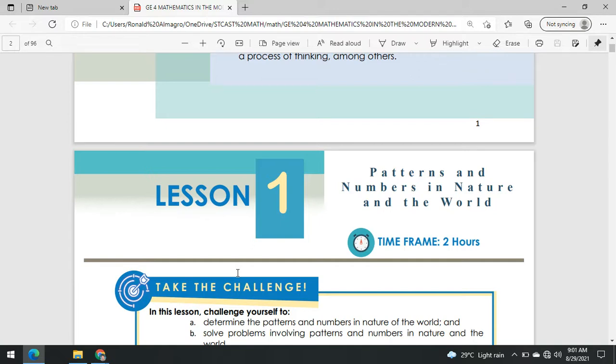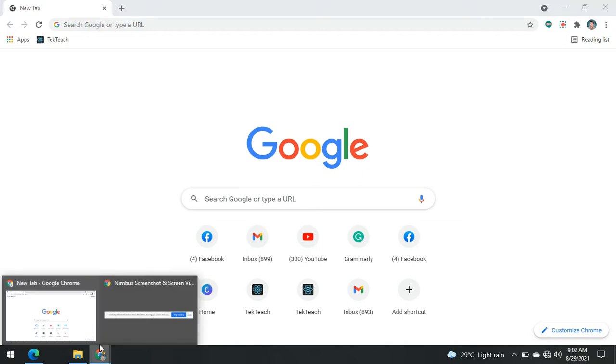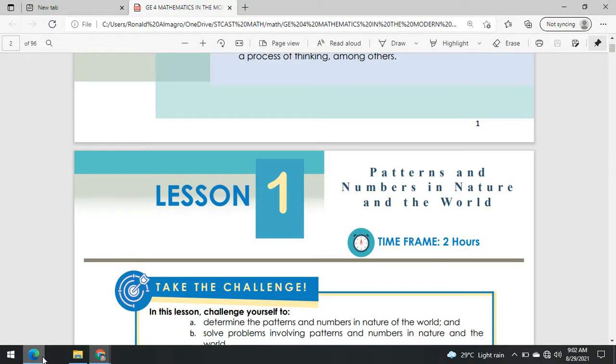Okay, so our topic for today is all about the patterns and numbers in nature and the world. First, what is the importance of pattern? By studying patterns in nature, we gain an appreciation and understanding of the world in which we live and how everything is connected. And by engaging nature, we acquire a deeper connection with our spiritual self.